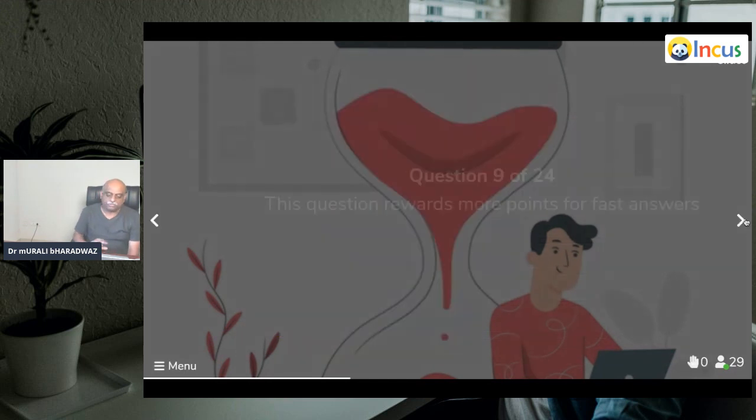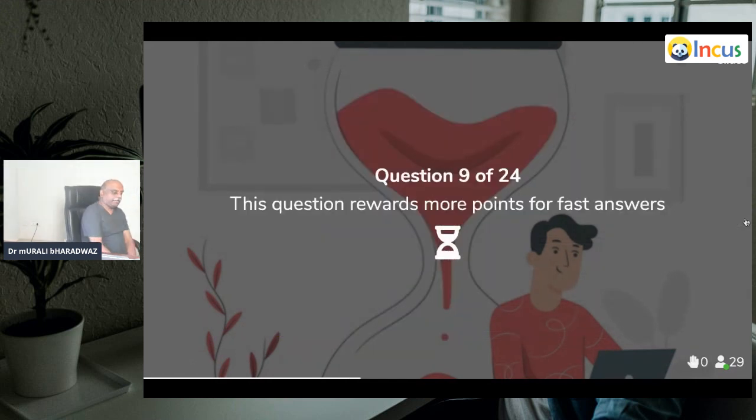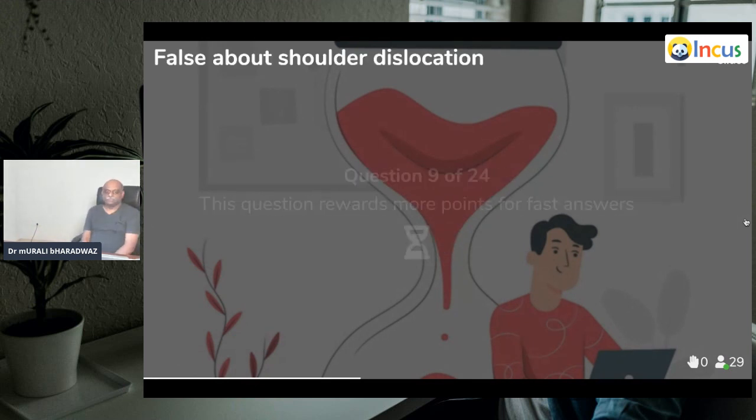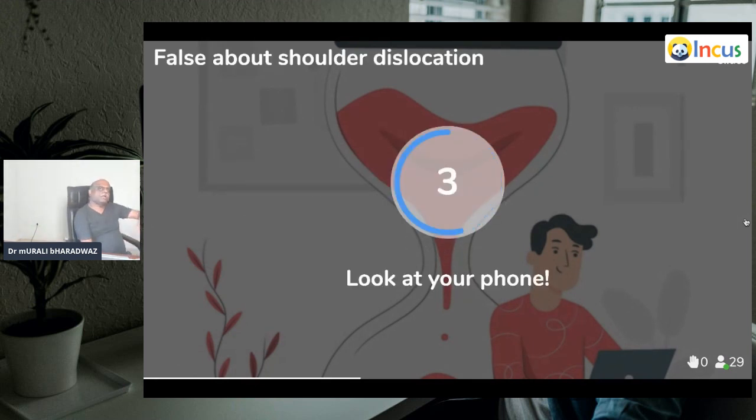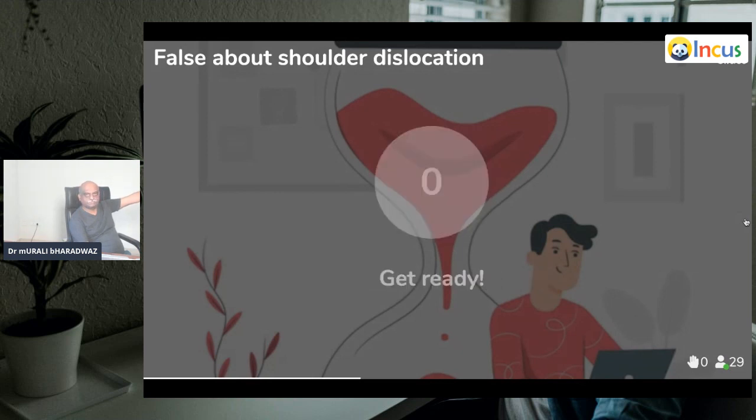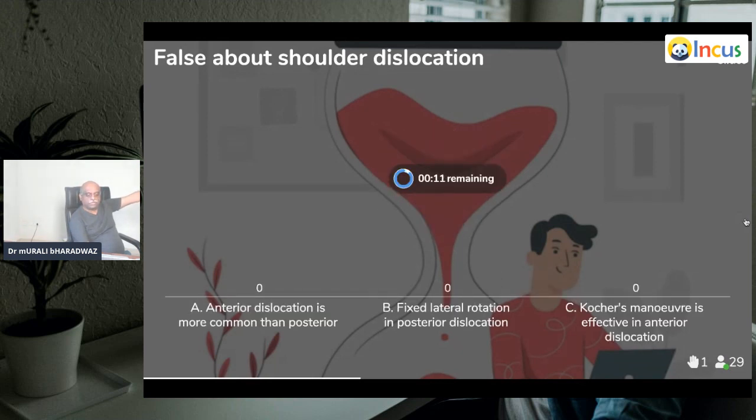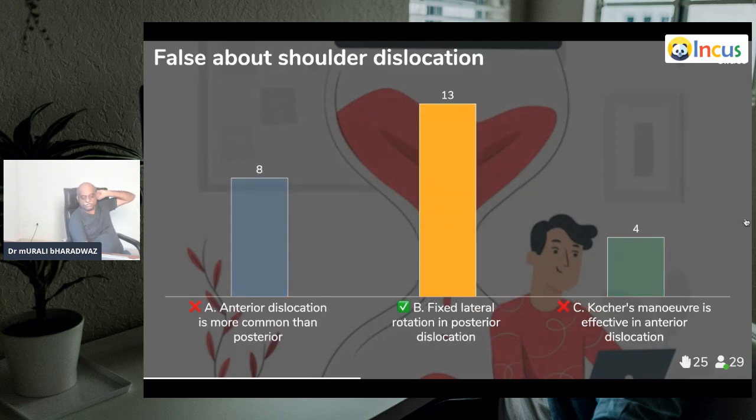So now, question number 9. What is wrong about shoulder dislocation? Do you think anterior is more common than posterior? In posterior dislocation, do you see a fixed lateral rotation? Is the Kocher maneuver effective in anterior dislocation? What is false?